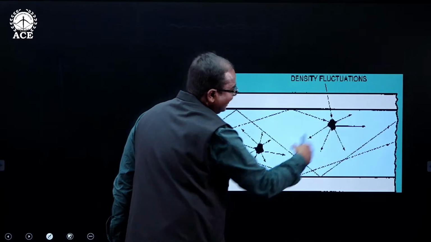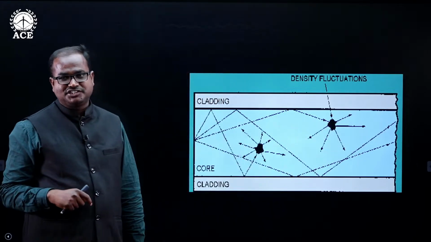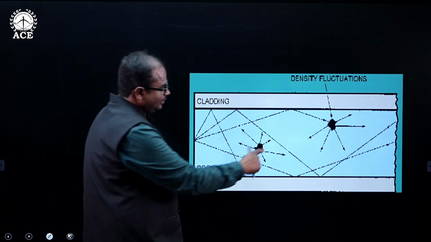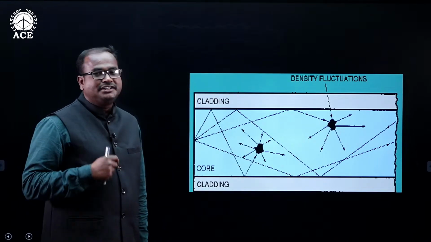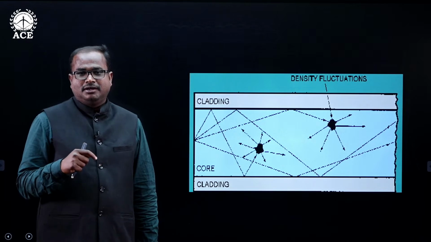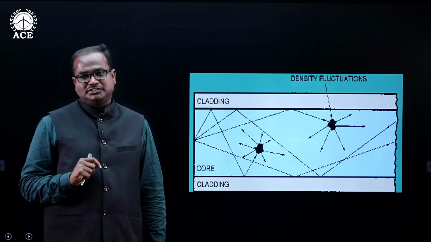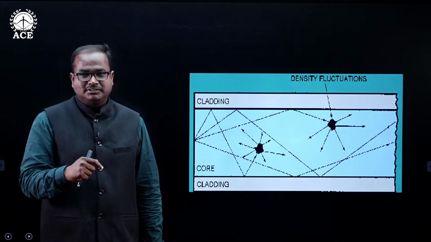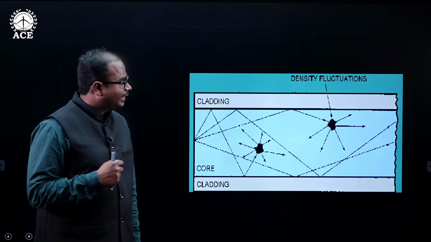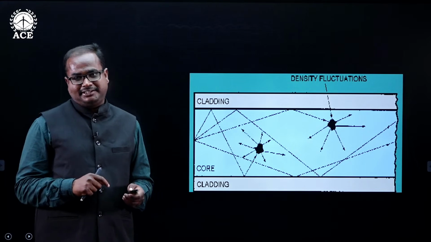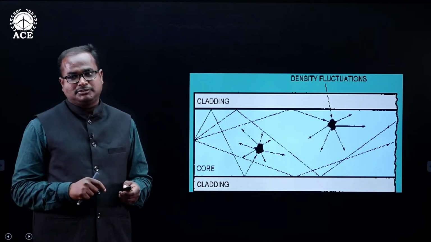So the energy will be scattered in different directions. Actually, the light has to go in this path, but because of what happens there, density fluctuations. That means the regular arrangement of atoms is not there. Maybe more atoms or no atoms. Because of those fluctuations, scattering of light takes place.